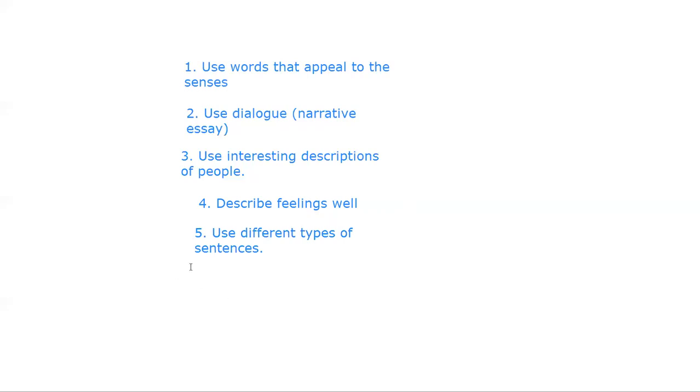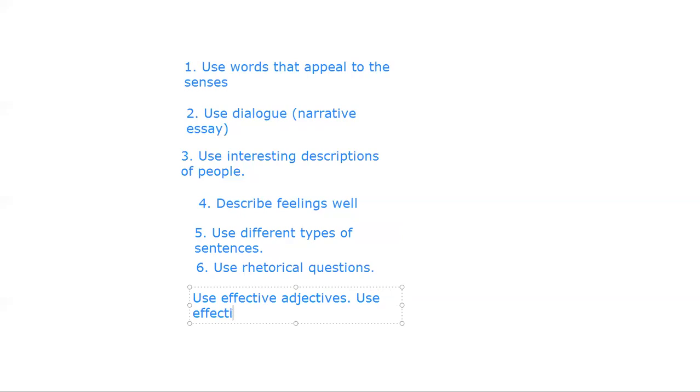Sometimes you could use rhetorical questions. These are questions that don't necessarily need an answer. Then look for effective adjectives, things that describe things, in other words, words that describe nouns. Use effective adverbs as well. Adverbs are words that describe verbs. So by using these things, you are describing everything better.